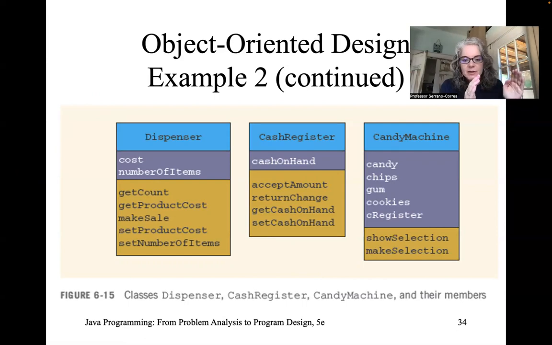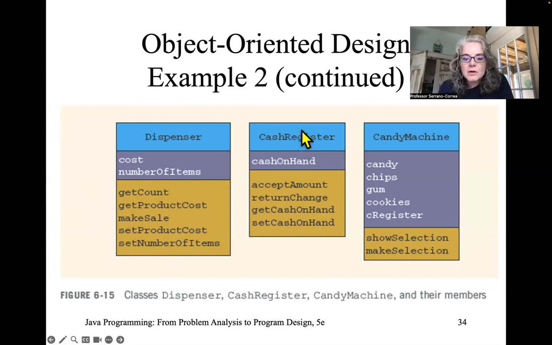So one dispenser can be the chips. The cost of the chips, $1.50. How many chips are in there to dispense? Well, I don't know. Let's say there's 10. So this class would allow me to create and generate 4 different objects for each thing that I sell. The class can get the count, get the product cost, make the sales, set the product cost, and set the number of items. So these would be the methods that the programmer would develop and create.